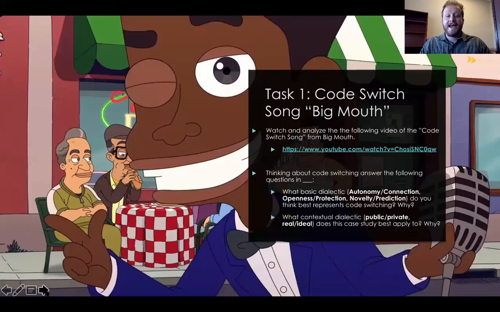So for our first task, looking at these different relational dialectics and explaining them, what I would like us to do for task 1 in Canvas is watch and analyze the following video of the Code Switch song from Big Mouth. So a really popular song, but really kind of gets at this idea of relational dialectics and how we might understand. I have clicked and had the link posted up here for your reference if you'd like to download the PowerPoint from files. It's also uploaded within our Canvas assignment.